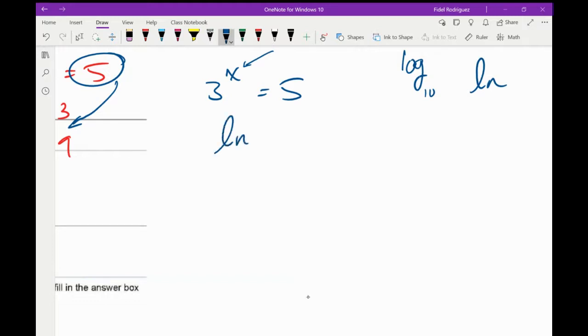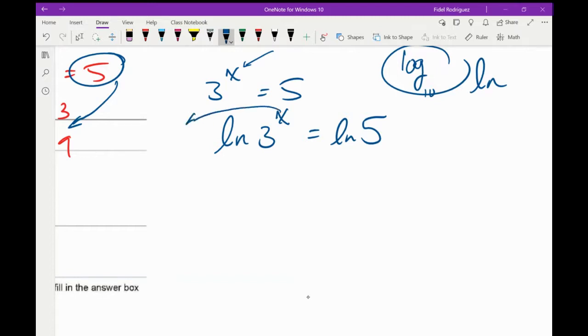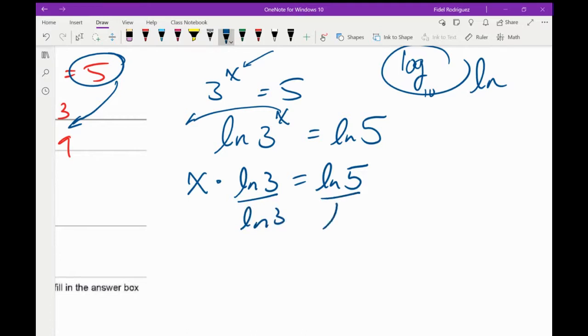So what I'm going to do, I'm going to do the ln, okay? But I could have used this one and it would work the same way. Now, there's a property that says that when I have an exponent, that exponent can come down to the front. So I'm going to have x times the natural log of 3 is equal to the natural log of 5. And then on both sides we're just going to divide by the natural log of 3, and we'll end up with the natural log of 5 over the ln of 3.